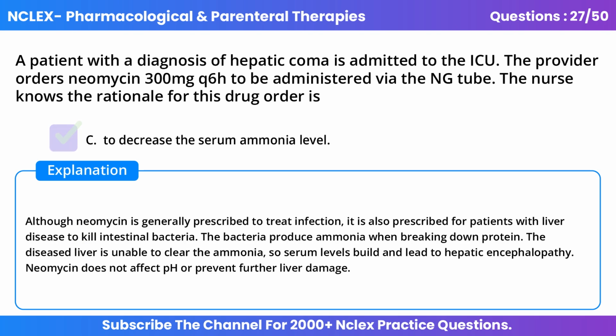Although neomycin is generally prescribed to treat infection, it is also prescribed for patients with liver disease to kill intestinal bacteria. The bacteria produce ammonia when breaking down protein. The diseased liver is unable to clear the ammonia, so serum levels build and lead to hepatic encephalopathy. Neomycin does not affect pH or prevent further liver damage.